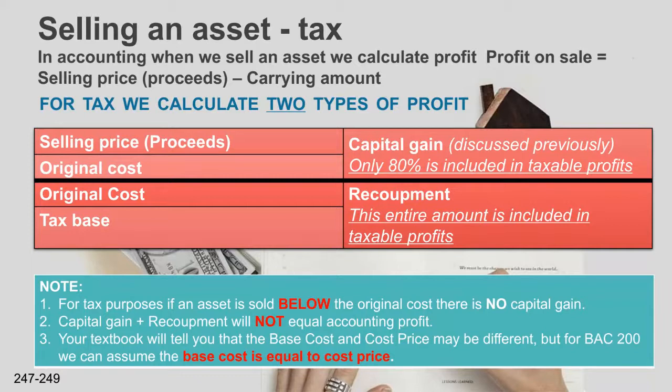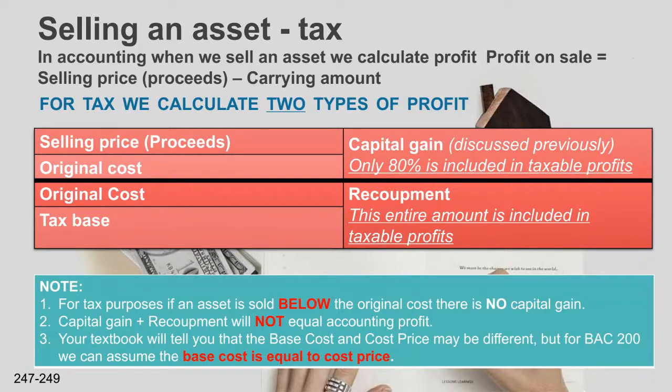Just a side note on PPE: when we're calculating profit on sale of an asset for accounting purposes, we would say selling price minus carrying amount. I didn't mention that explicitly, but I thought you would remember that.